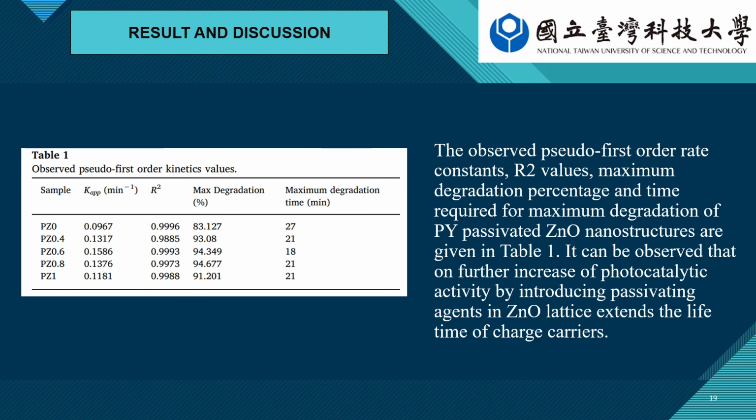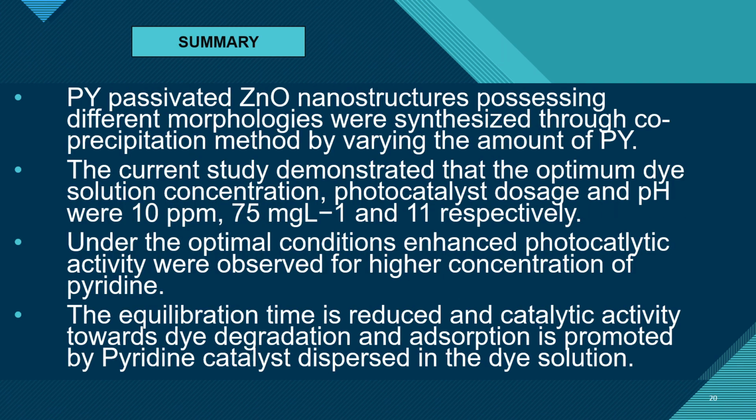From table 1, it can be observed that photocatalytic activity further increases by introducing the passivating agent into the zinc oxide lattice, which extends the lifetime of the charge carriers. From the summary, pyridine passivated zinc oxide nanostructures possessing different morphologies were synthesized through the co-precipitation method by varying the amount of pyridine. And the current study is about the solution concentration.